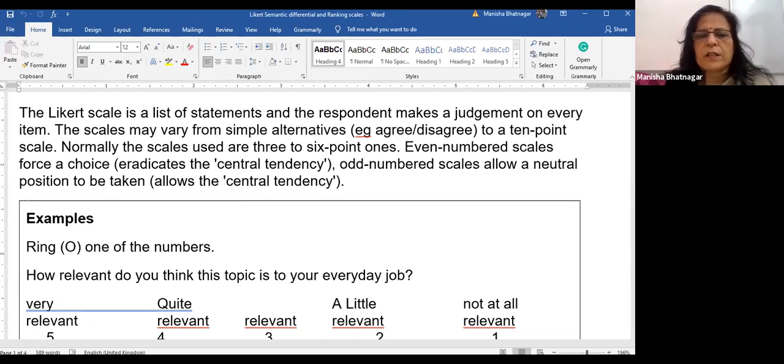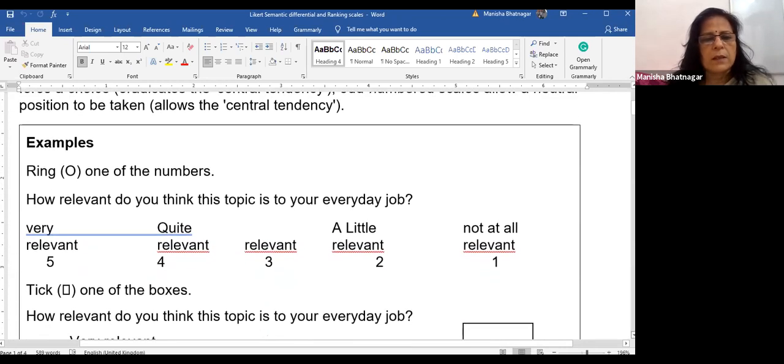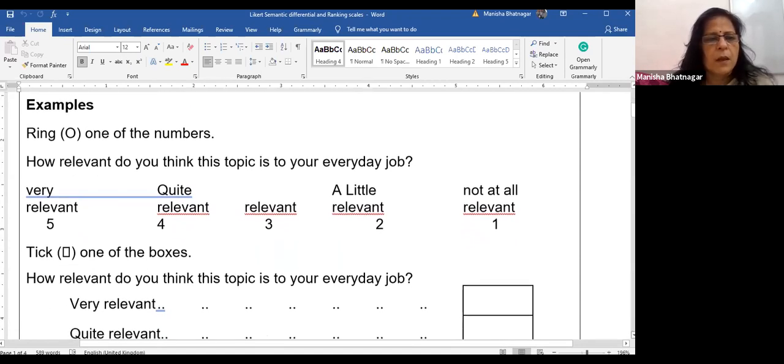And it could be simple alternatives. For example, I agree or disagree, and you can go with gradation too, from agree to disagree. You can have a 10-point scale also. And normally the scales used are 3 to 6. And this is an example. You can allow a central tendency if it is an odd one, if you want that people should be doing that. So, for example, this is the one.